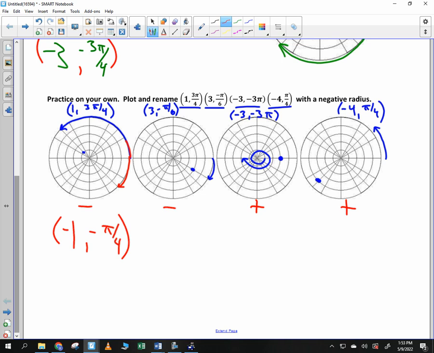Let's look at number 3. It's given a negative radius. I'd like a positive radius. Isn't that just 3, 0? Zero means a rotation of 0, and then 3 units that way. Yep. You try number 2 and 4 on your own. Go ahead, see what you can come up with.